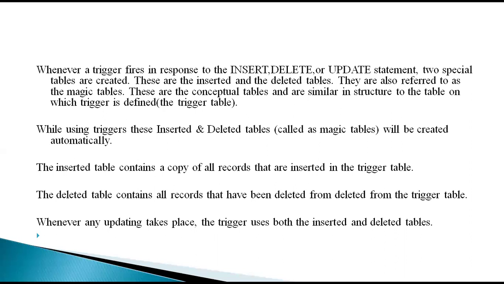So whenever you are creating a DML trigger for insert, delete and update, which we are going to discuss in a later video session, automatically SQL Server is going to create two tables, and the two table names are inserted and deleted. These two tables are referred to as magic tables. So if somebody asks what is this magic table, you can say inserted and deleted tables are known as magic tables. They are created when the trigger is fired for insert, delete and update.